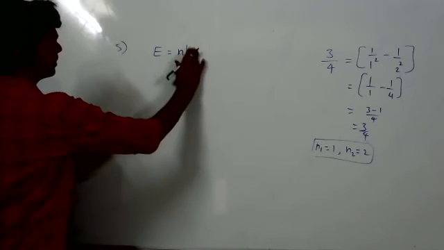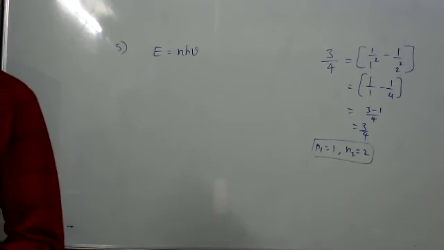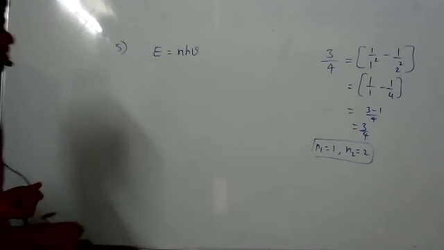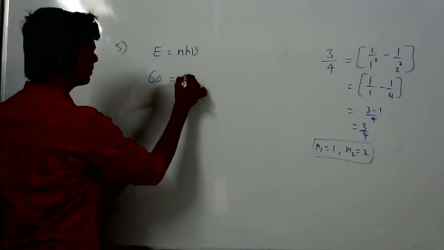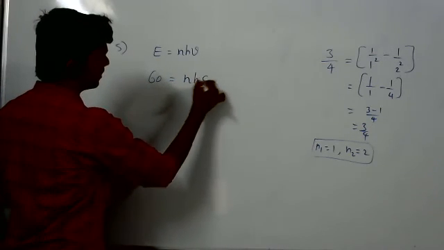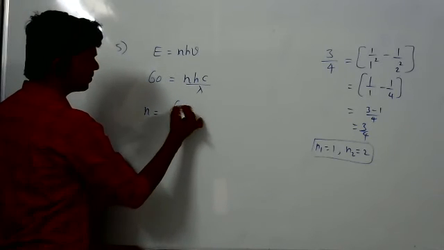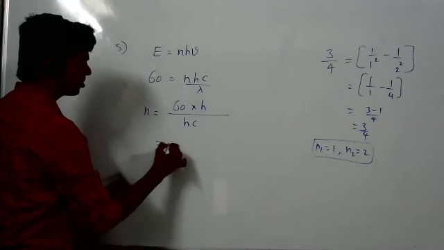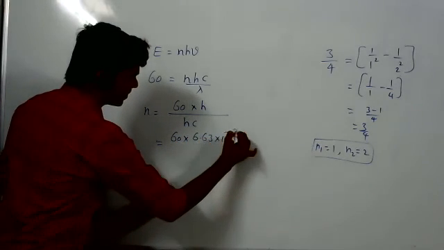You are given energy, 60 watt, which means 60 joule per second only, and the wavelength is also given, 63 nanometers. E is hc by lambda. I want N only. N equal to 60 into lambda by hc, with h as 6.63 into 10 power minus 34.